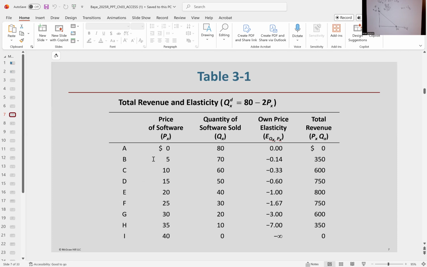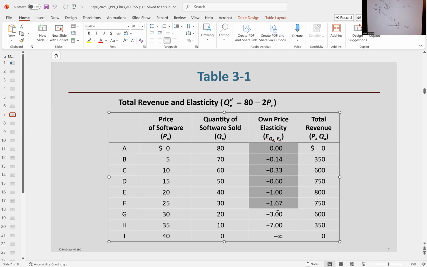Now, you'll notice from this table, what they're saying is that depending on where you are on this demand curve, like point A is at P equals 0 and Q equals 80. So this is point A. And then they plot B, C, D, and so forth, all the way up to point I. So this is point I here. And what they calculate here is the own price elasticity in the next to the last column. You see that here?